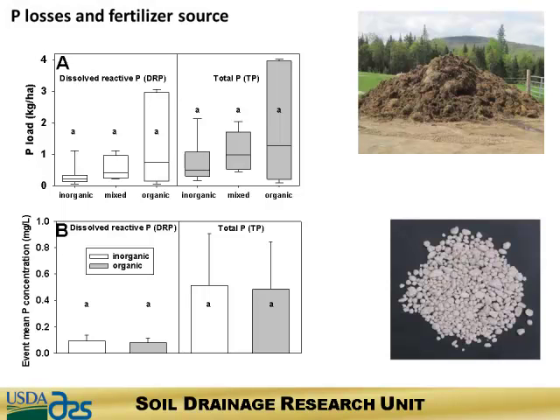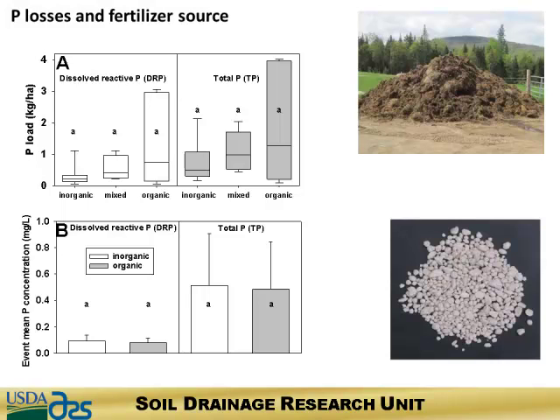So we ask ourselves, what if we apply it on a side-by-side basis? What if we put MAP on a field and we put dairy manure on a field and apply those at the same rate? And that's what's on the bottom graph. What's interesting is that if we look at those situations, what we see coming out of the inorganic and the organic is not different at all. If anything, it tends to be a little bit less coming out of the organic side than the inorganic. However, it's not statistically different.